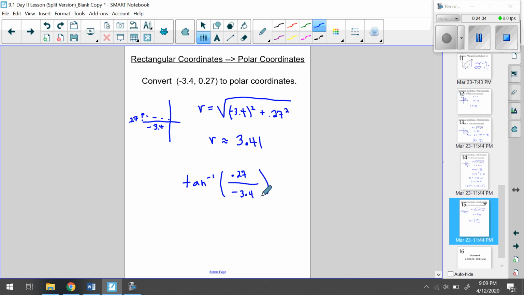And so again, for your calculator settings, just think about what kind of answer you want, whether you want an answer in radians or degrees. So again, I'm going to go ahead and stick with radians for now, and when I do that, I got a theta value of about negative 0.079. So it's going to be a pretty small angle. If you want to do degrees, I did that as well, and I got negative 4.5 degrees.